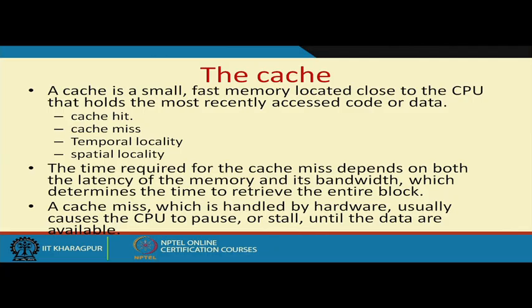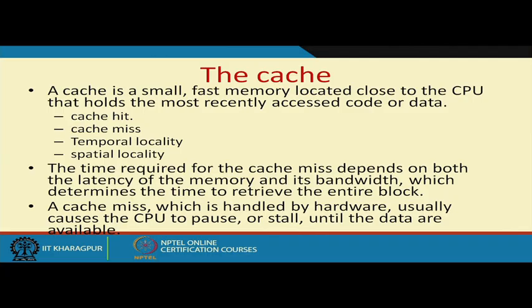The time required for a cache miss depends on both the latency of memory and its bandwidth, which determines the time to retrieve the entire block. A cache miss, which is handled by the hardware, usually causes the CPU to pause or stall until the data is available. Therefore, most used data has to be kept in the cache.